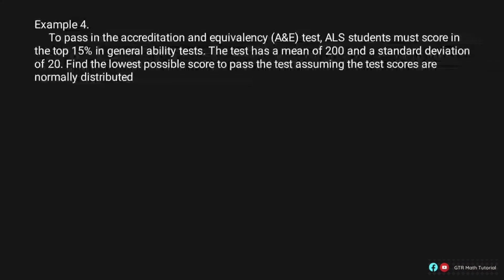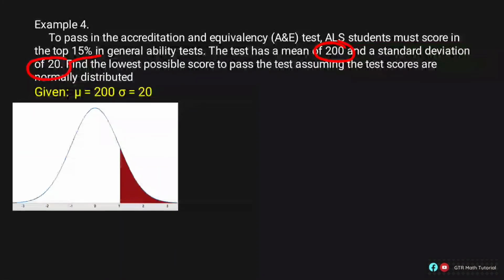So kunin muna natin ang mga given. So we have mean of 200 and standard deviation of 20. Okay? So we have given mu equals 200 and standard deviation is 20. And isa pang given ay yung top 15%. Okay, so i-graph natin. So yung hinahanap natin ay find the lowest possible score. So, ang hinahanap natin dyan ay yung X, yung score.